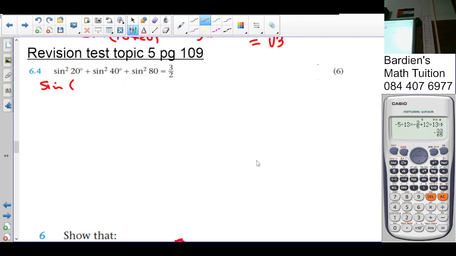Which topic is this? This is topic 5, the revision exercise. The exercise, yeah. This is number 6.4. Alright. Thanks, boss.